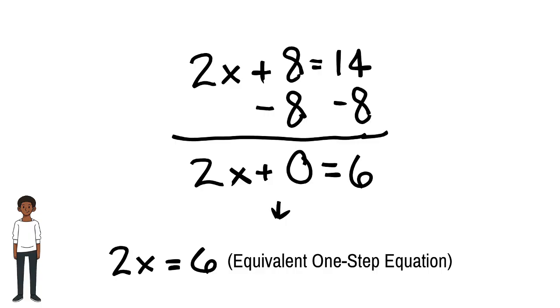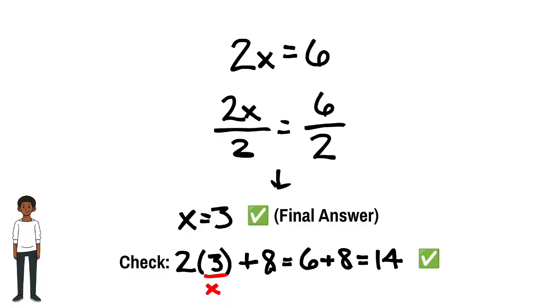Notice what we did. We turned a multi-step equation into an equivalent, simpler one-step equation. Now we are left with 2x equals 6. Since x is being multiplied by 2, we undo this by dividing both sides by 2. 2 over 2 simplifies to 1, leaving x completely isolated. On the right, 6 divided by 2 equals 3. So our solution is x equals 3.